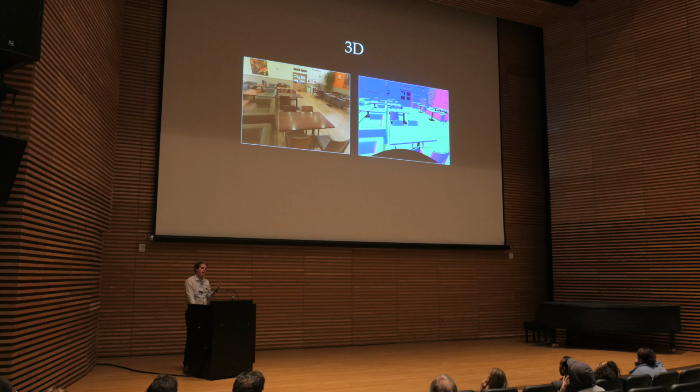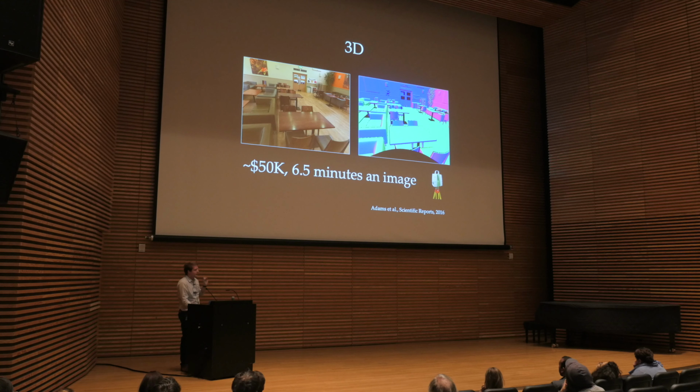If you have an autonomous vehicle, you're going to be equipping it with LiDAR. Here, for example, on the left is an image of some scene. And on the right is the output of a very nice laser scanner. This is actually a very nice one. It's about $50,000, and it takes about 6.5 minutes an image. On the right, I'm showing the orientation of the surfaces.